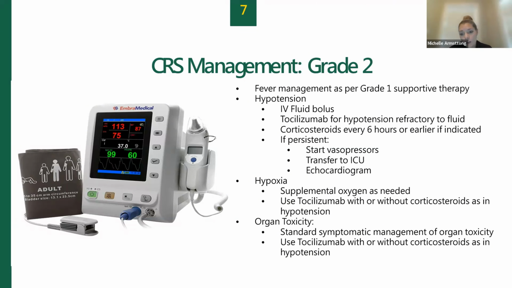For low oxygen saturation, supplemental oxygen is needed. So again, this would be binasal cannula, basically hypoxia that's improved with minimal intervention. And then use the tocilizumab with or without corticosteroids, as with the low blood pressure. So basically, if it's refractory to just binasal cannula, then you can consider adding the toci. And then organ toxicity, that's just going to be your standard symptomatic management of organ toxicity.